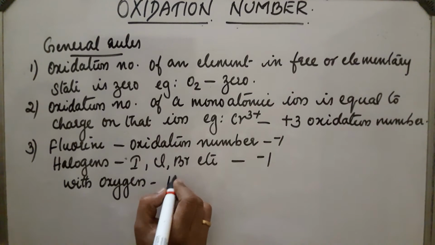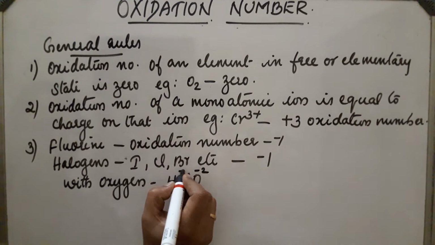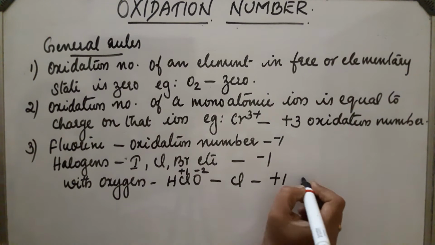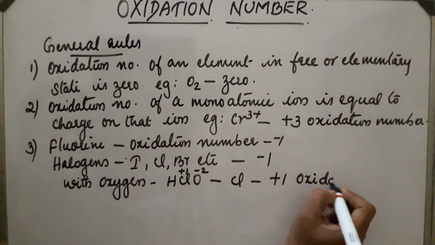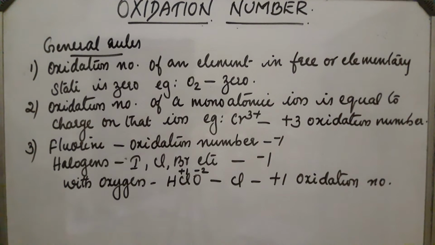For example, HClO. Here, chlorine is having +1 oxidation number. This is an oxoacid. Other examples of oxoacids are HClO2, HClO3. In all these cases, chlorine is having positive oxidation number.